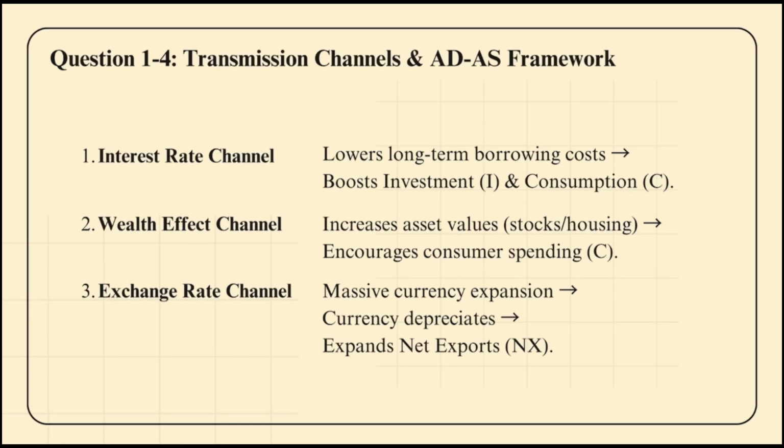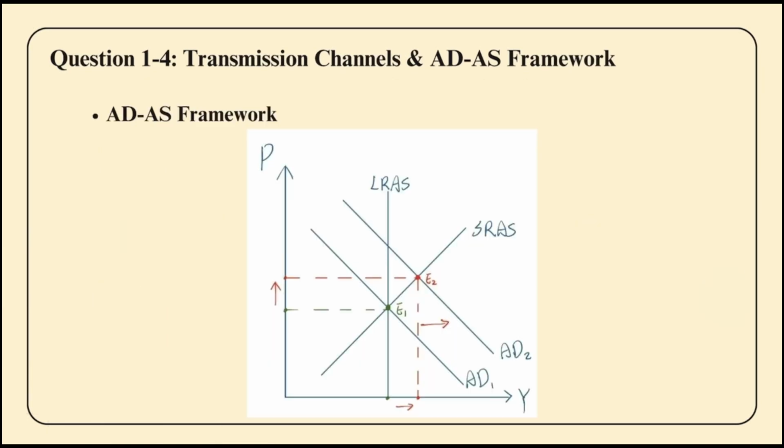So third, via the exchange rate channel, a massive currency expansion causes the domestic currency to depreciate. This was highly visible during Japan's QQE when a weaker yen spiked corporate net exports. So, in the AD-AS framework shown here, both countries start in a recessionary or deflationary gap at equilibrium E1. As these three transmission channels activate, consumer spending, business investment, and net exports surge. This forces the aggregate demand curve to shift rightward from AD1 to AD2. Consequently, we move to a new equilibrium E2.